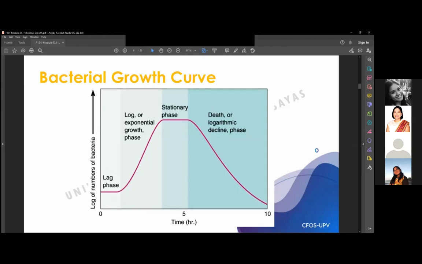So a bacterial growth curve has 4 phases. We have the lag phase, spelled with an A. Then the log phase or exponential growth phase, and the stationary phase, and the fourth phase is the death phase, also called the logarithmic decline phase. Each of these phases is explained further in the next slides.